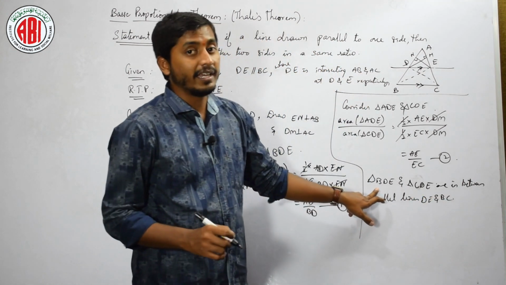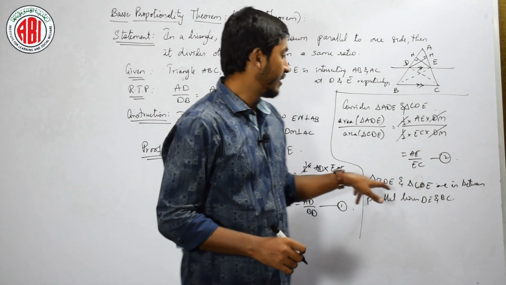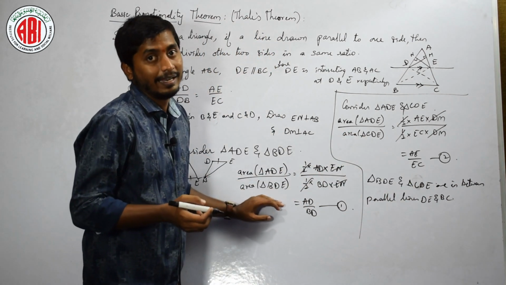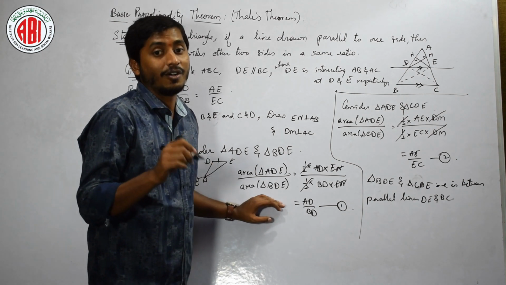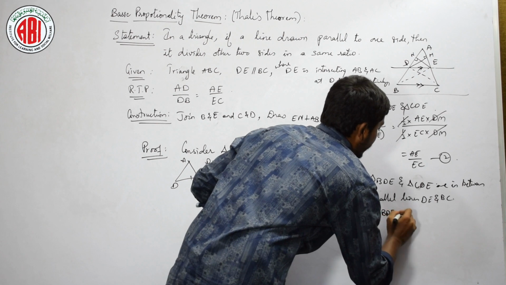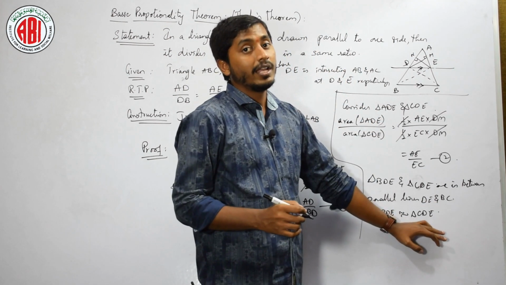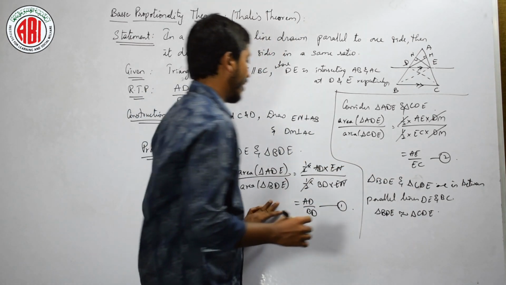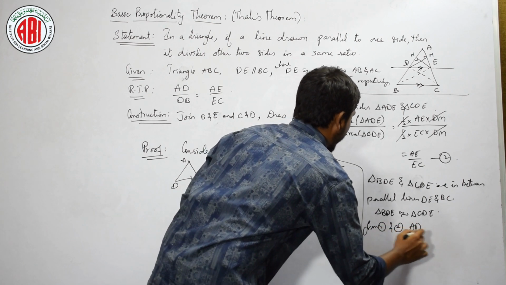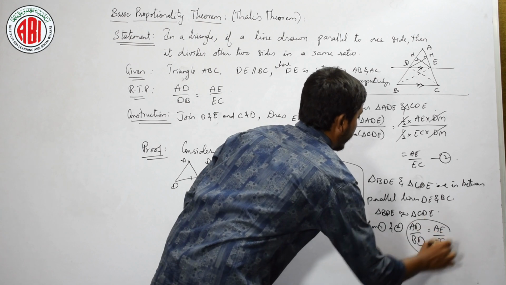Therefore, triangle BDE is similar to triangle CDE. Is it okay? Since these both are similar, we can tell that these both areas are also equal. Is it right? It is not similar, it is actually congruent, right? We can tell this as triangle BDE is always congruent to triangle CDE. Therefore, the areas are also equal. Therefore, we can tell that from 1 and 2, AD by BD is equal to AE by EC.